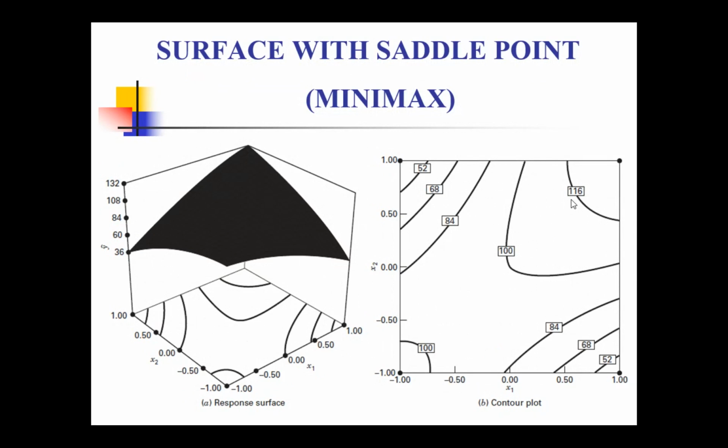So here you can see the surfaces, the contour plot. The contour plot is the superimposition of the maximum contour and the minimum contour. So from this we can identify that a saddle point exists.